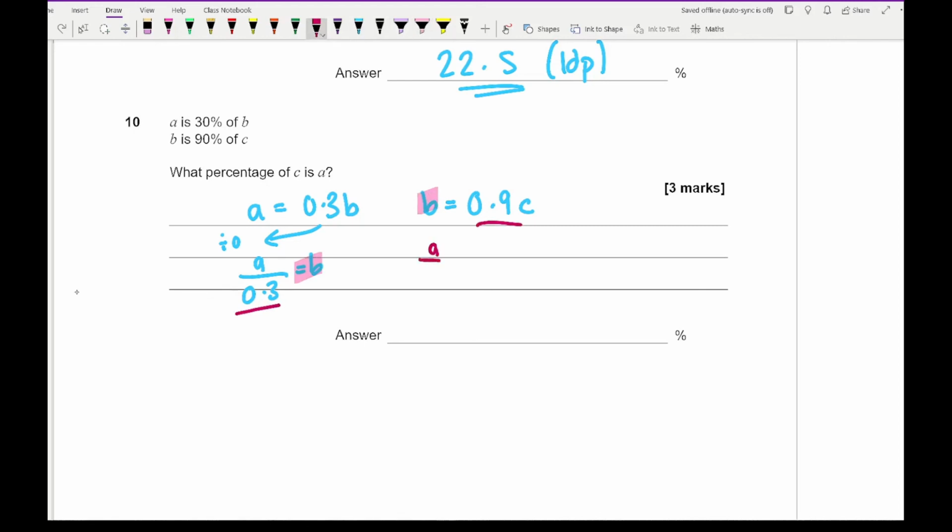So here I've got A over 0.3 equals 0.9C. Now all I need to do is take the 0.3 over to that side, in which I'll end up with A equals 0.27C. And what's 0.27 as a percentage? Well, it's going to be 27%. And that concludes this topic test on basic percentages.